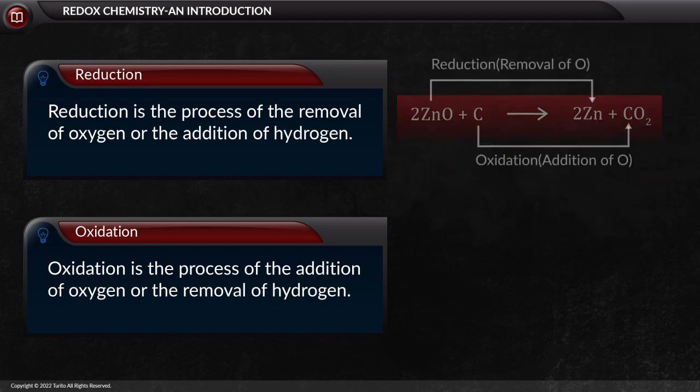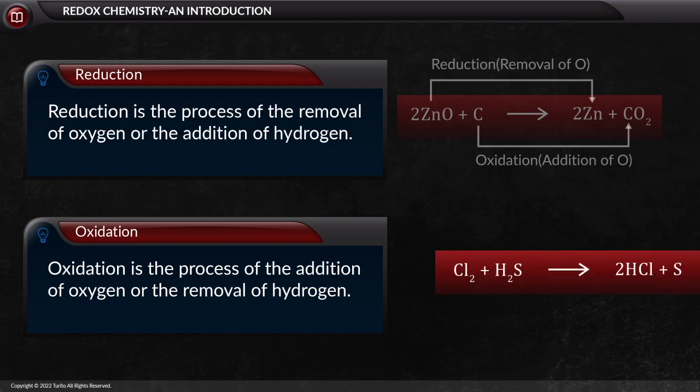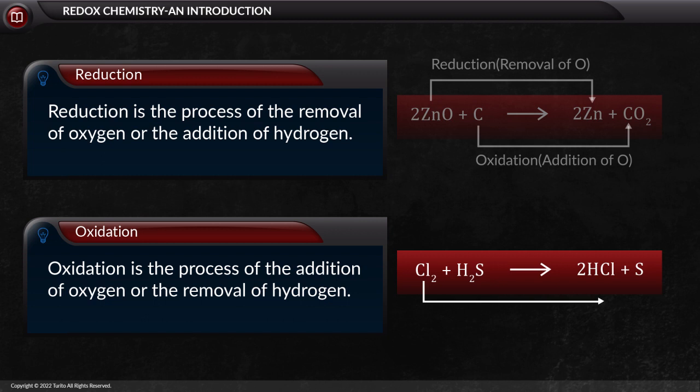Let us now identify oxidation and reduction in terms of addition and removal of hydrogen as well. Let us take another example. Cl2 reacts with H2S to give 2HCl plus S. In this reaction, chlorine has undergone the addition of hydrogen. Thus, it has undergone reduction. Sulfur has undergone the removal of hydrogen. Thus, it has undergone oxidation.